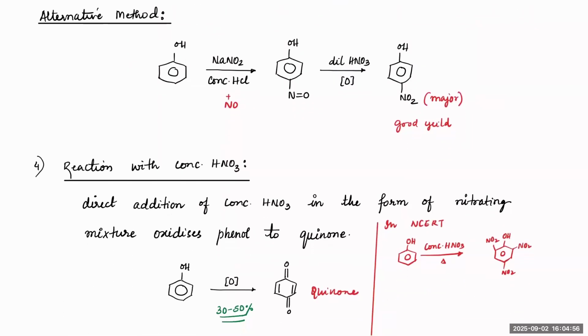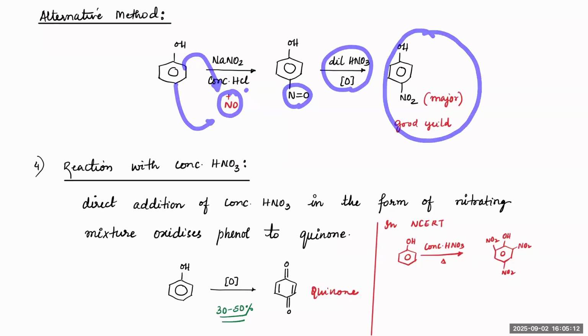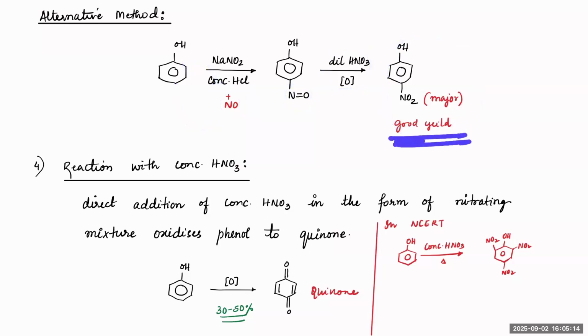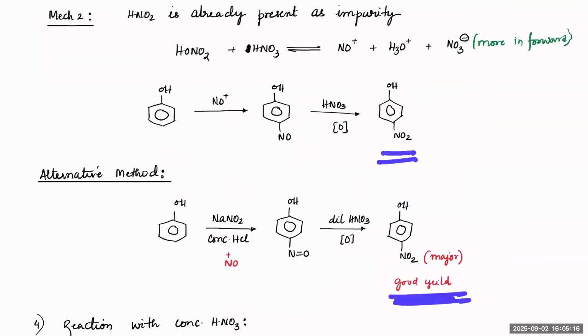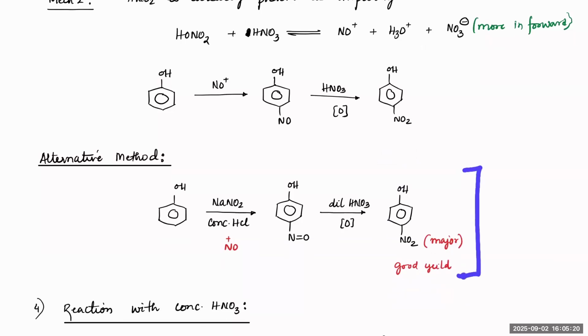Alternatively, we can also use NaNO2 in concentrated HCl. This will become NO plus. NO plus can again be substituted at ortho or para position. So you get NO, and then you add dilute HNO3, and it will convert into NO2. Now this reaction will give a better yield as compared to the first case. So that's why this is the better recommended reaction for getting a single nitro group.